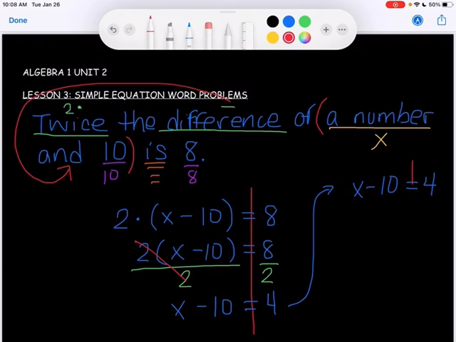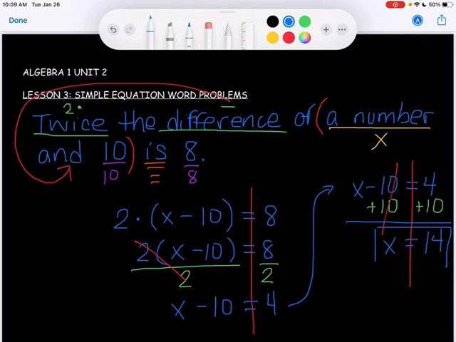Again, when you're solving an equation, you're trying to get x by itself. So I need to get rid of that 10. The opposite of subtracting would be to add 10. And what you do to one side, make sure you do to the other. These cancel, and I'm left with x on the left-hand side. And then 4 plus 10 is 14.